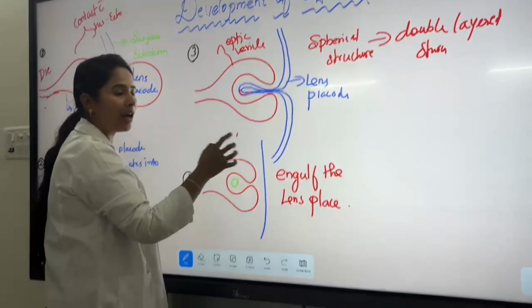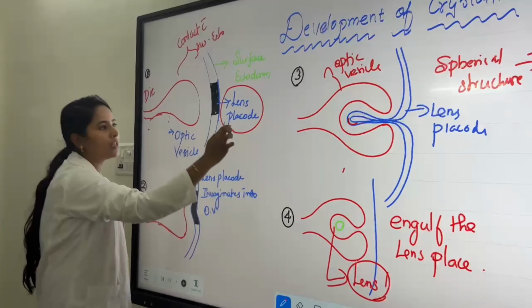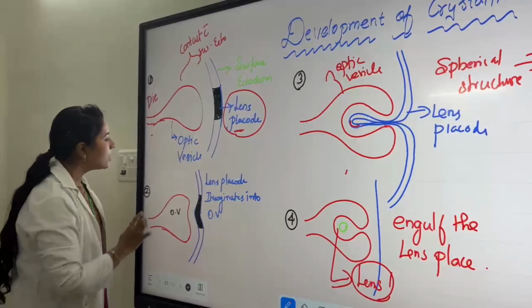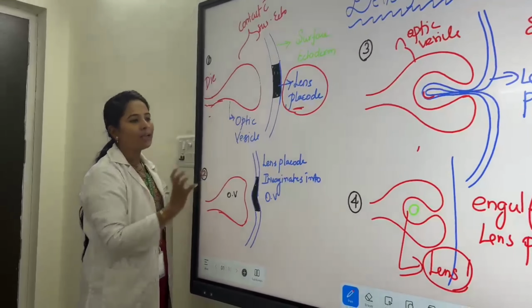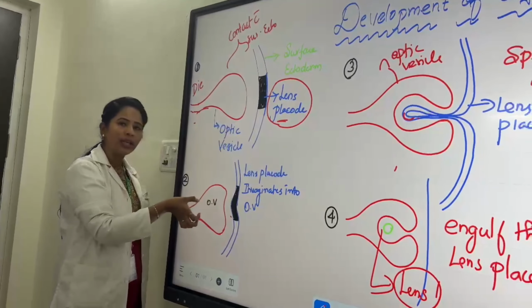Okay, so it's clear. Once again I am repeating. Here we have the optic vesicle and this is the surface ectoderm. The optic vesicle comes in contact with the surface ectoderm. The part of the surface ectoderm which comes in contact with the optic vesicle is called the lens placode. Next, after some time, this lens placode invaginates into the optic vesicle, which is a spherical structure.